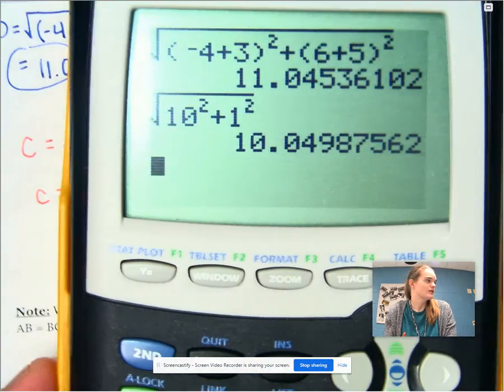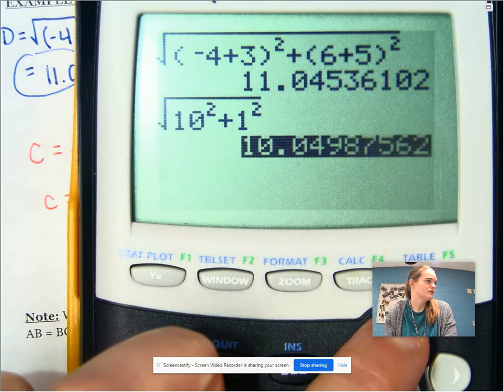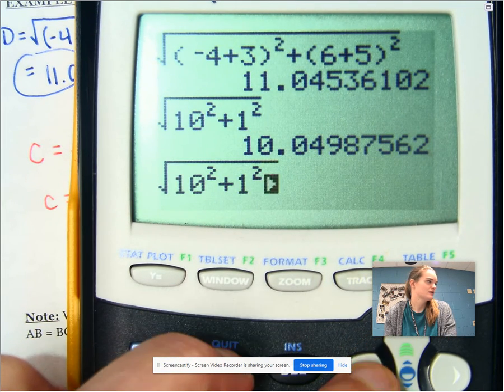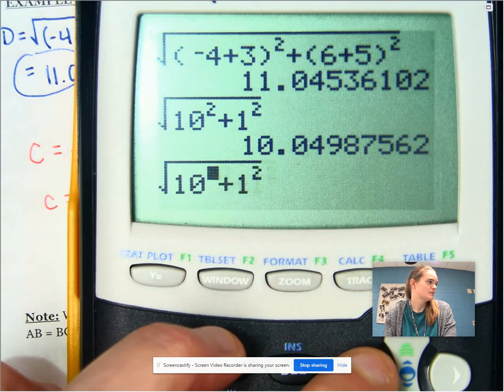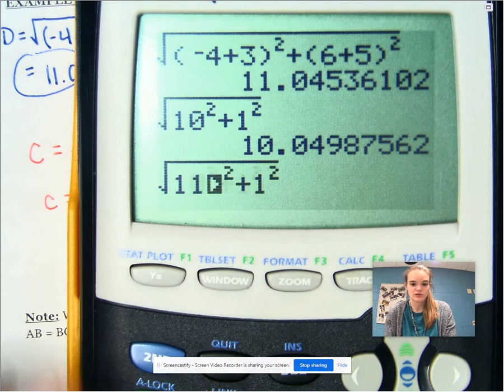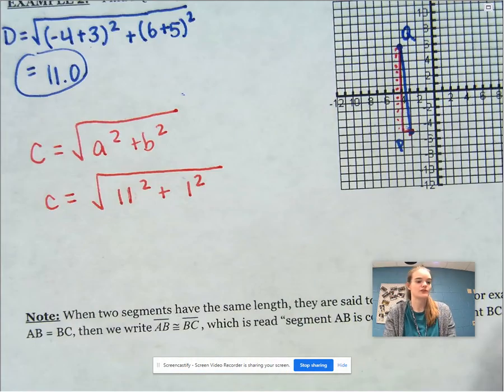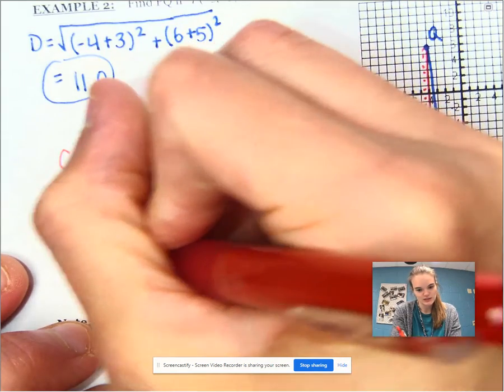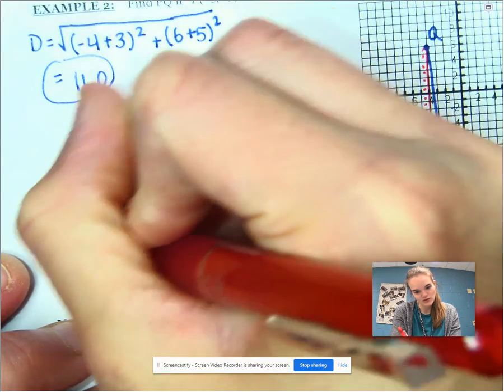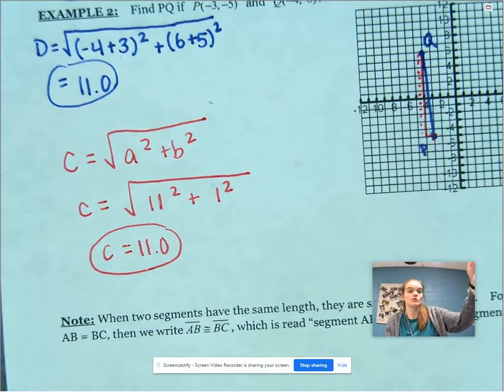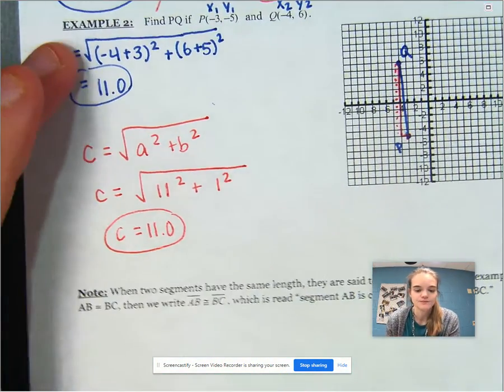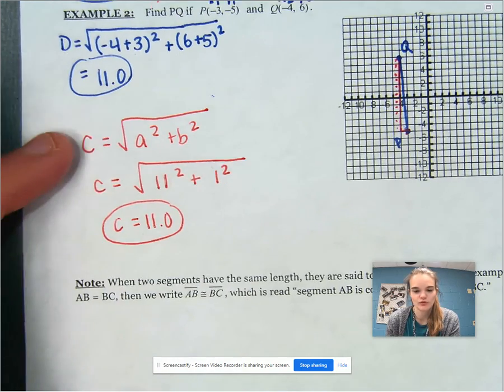By the way, so I don't have to retype this, if I take my up arrow, press enter and grab that, I'm going to just arrow over and change that to an 11, and I'm going to get 11.0. So they are the same answer. They needed to be the same answer. Thankfully, they are. So either way, you only have to do it one way. You don't have to do it both. I get 11.0 for the distance.